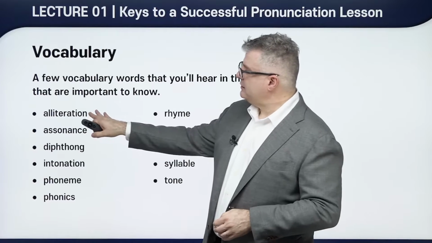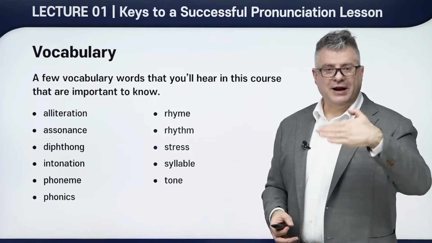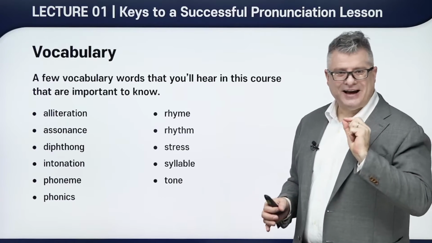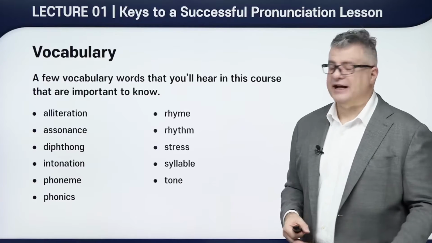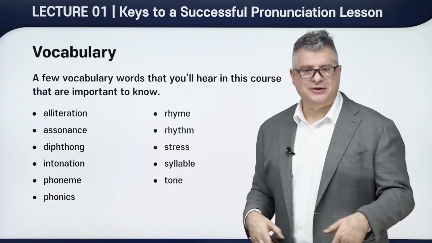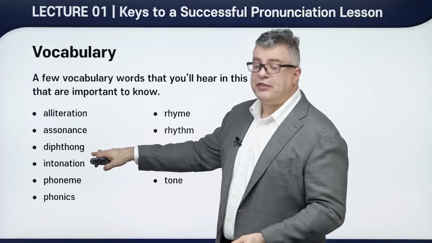So the first one is called alliteration. The first time I'll say it, pronouncing all the individual phonemes, okay? And then I'll say it like it's normally said. So, for example, alliteration, nobody says it like alliteration. We say alliteration, okay? Assonance, diphthong.